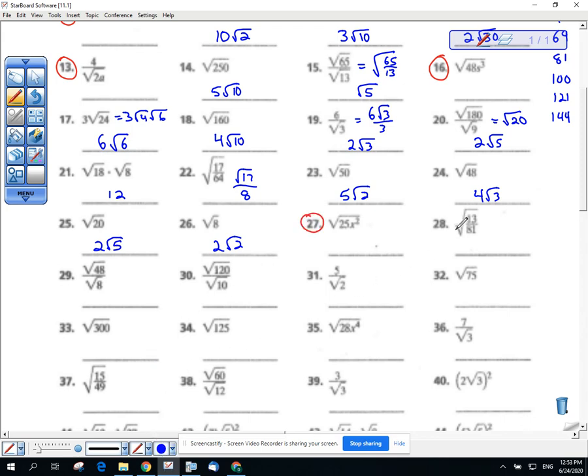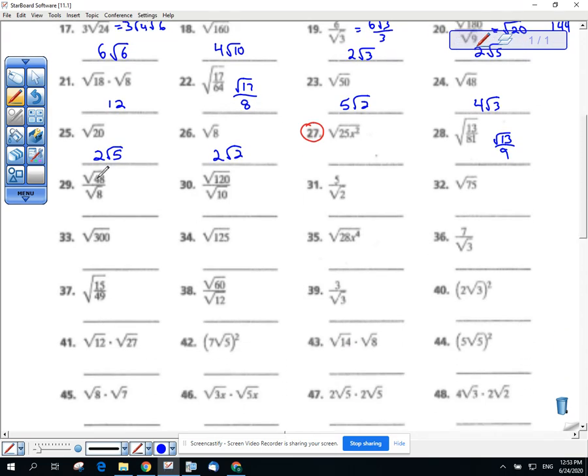Using a different color so I don't forget which ones I told you I'd come back to. Here, very similar to one we just did up above. So that's going to be root 13 over 9. Root 13 all over 9 because you can square root the 81. 48 divided by 8 is 6. This is just the square root of 6.